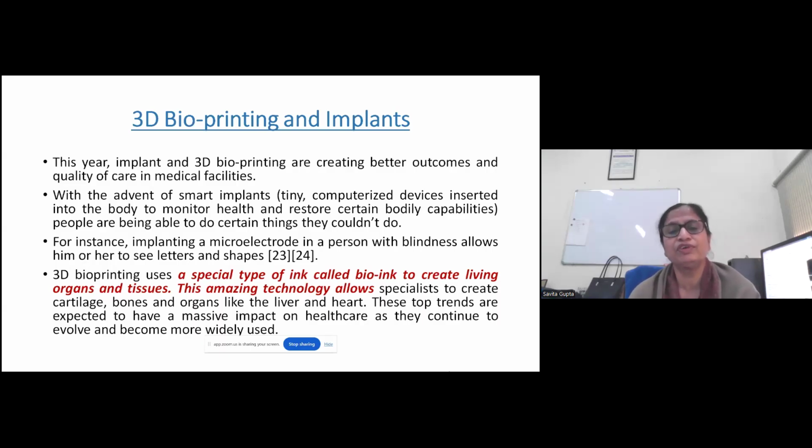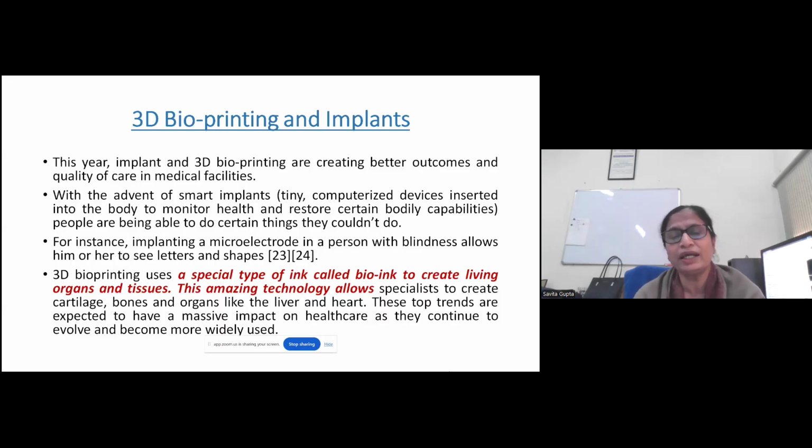will achieve its full potential. These days, there is a special type of ink called bio ink, which is used to print living organs and tissues. This amazing technology is allowing specialists to create cartilage, bones, organs like the liver and the heart. So we will not have to wait for organ donors. All these organs can be printed.